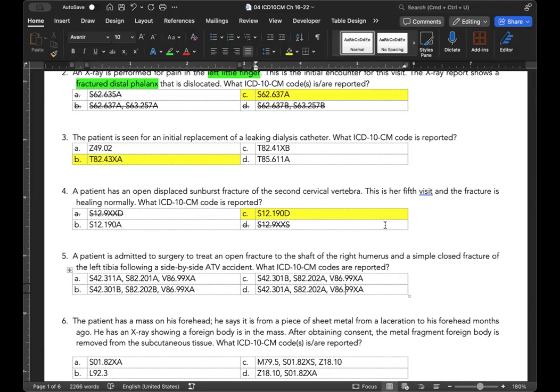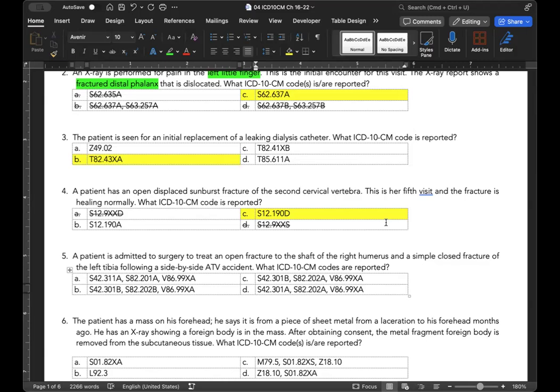If they are not treating it, but it's delayed in healing, so it's healing a lot slower, then that would be your 7th character G. And then if they are not treating it and there's a non-union, meaning it has healed, but it has not healed where it should be, then that would be your letter K.